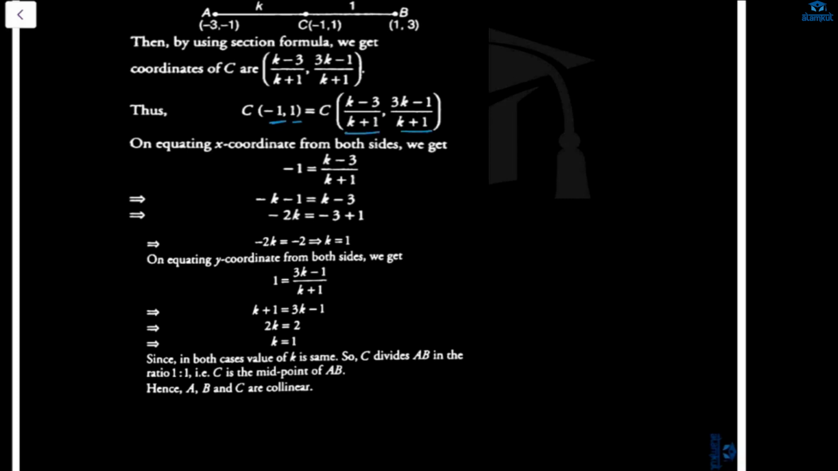If you get the value of K the same in both situations, whatever value of K you get when comparing the X coordinate and when comparing the Y coordinate, then the points are collinear. If you don't get the same value of K, then the points are non-collinear. Now try to do this question.